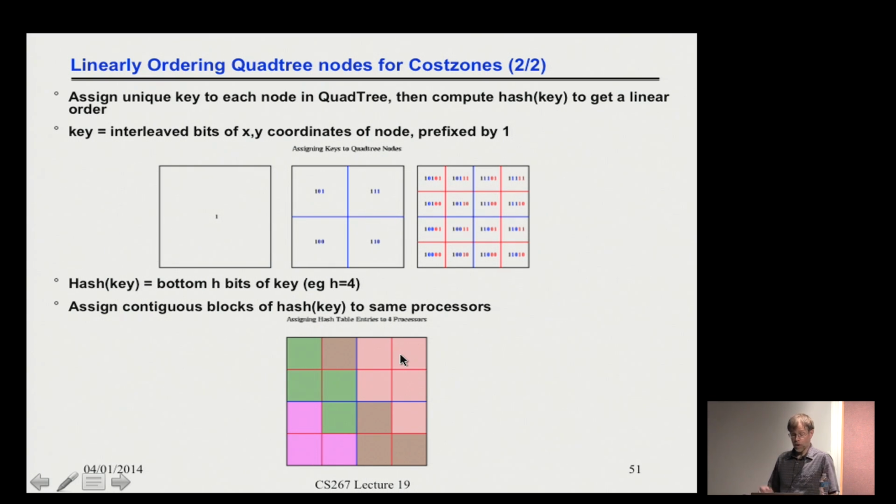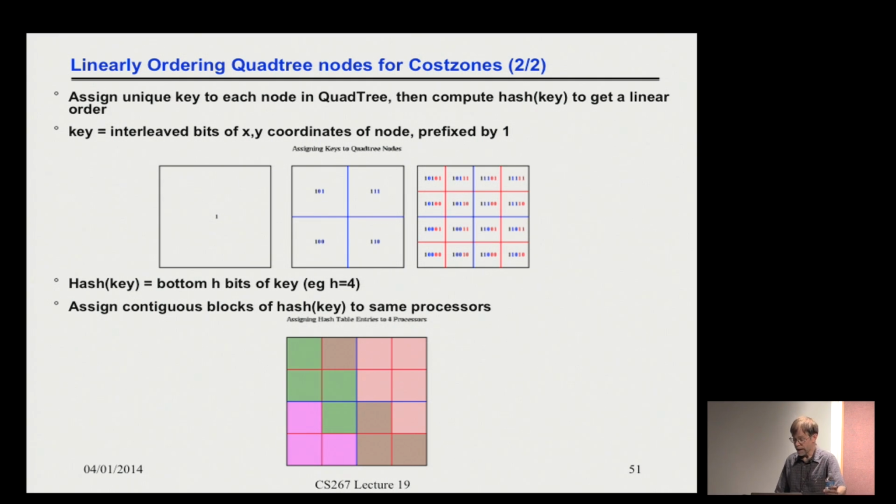And so that will do the guaranteed load balancing, and because it's a space filling curve, it will also tend to give me all the locality that's possible. So that is the way we build the Quadtree and do the load balancing. Any questions?